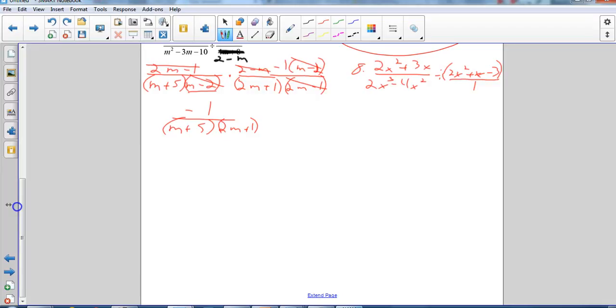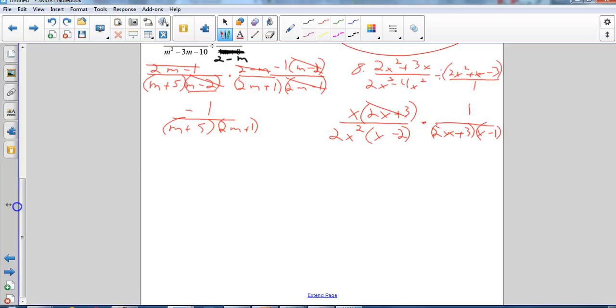So on the top, on the left, only thing I can pull out is an x. That gives me 2x plus 3. On the bottom, I can pull out the 2x squared and get x minus 2. Change it to multiplication. 1 goes on top. I factor this to 2x plus 3 times x minus 1.